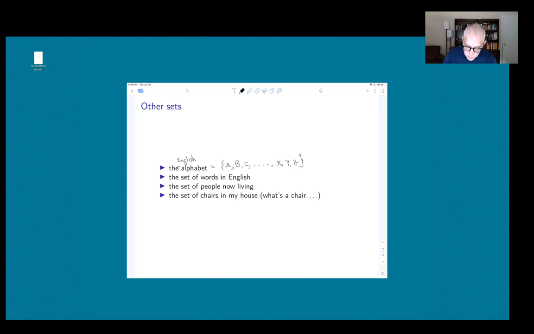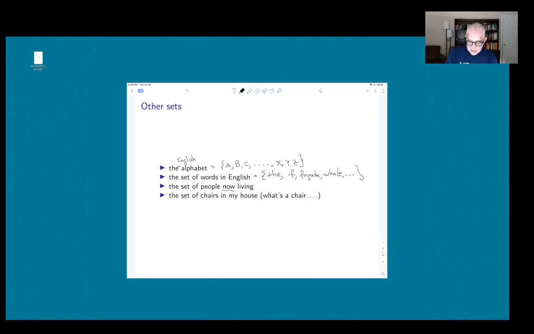Or you could have the set of words in English. So this is a very large set. It has things like the, and, if, and frigate and whale and so on in it. Or you could have a set of people, the set of people now living. Now, I guess, now could mean when you're watching this video or when I'm making it, which is July 28th, as we know. But that's a perfectly respectable set, because if I give you a person and they're living, then they're an element of the set. And if they're not living, then they're not.